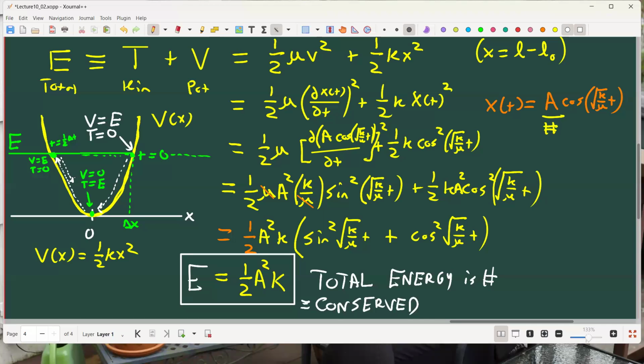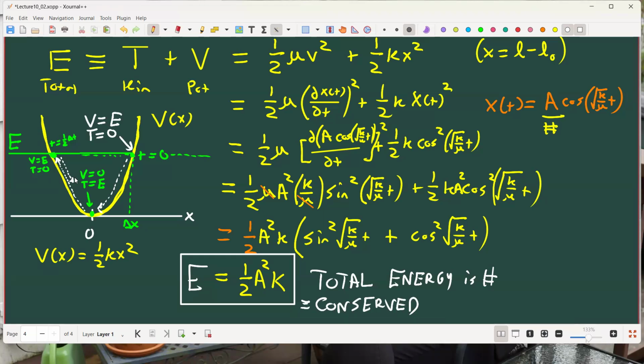This system's kinetic energy is inversely related to its potential energy. As you build up potential energy in the system, you lose kinetic energy. And as you build up kinetic energy, you lose potential energy. So this is a system where there's always potential energy and there's always kinetic energy. There's always a balance between them.